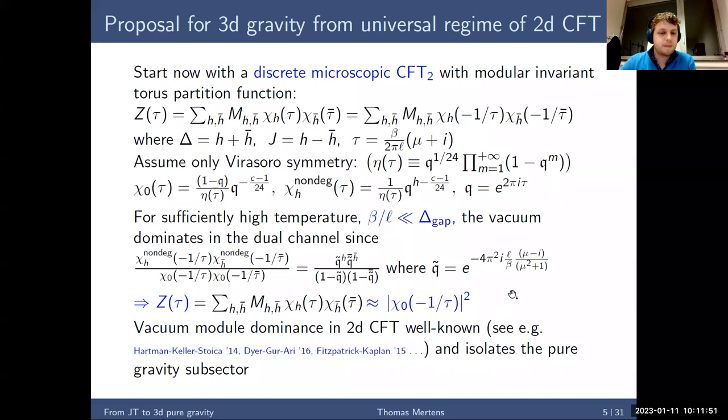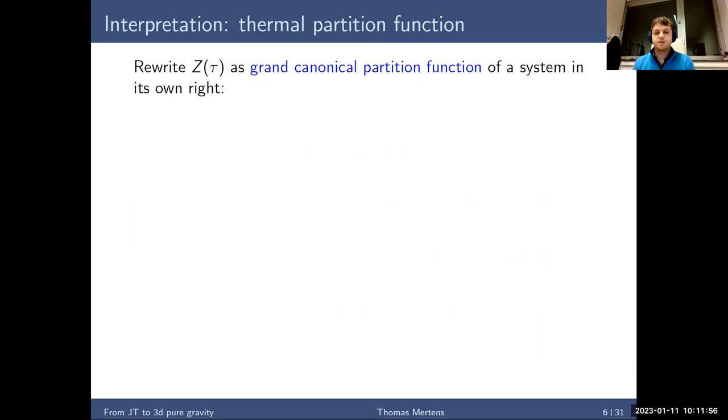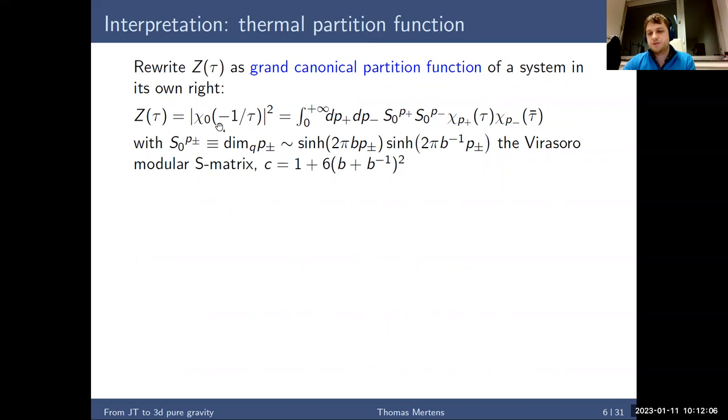Okay, so now in this particular regime, our torus partition function we can rewrite thermodynamically as a grand canonical partition function of a system in its own right. So this was our approximation here. And now I just do the modular S transform again to write it in this way. And the only thing I need is how the vacuum character of the Virasoro algebra transforms under a modular S transform, and it transforms in this way.